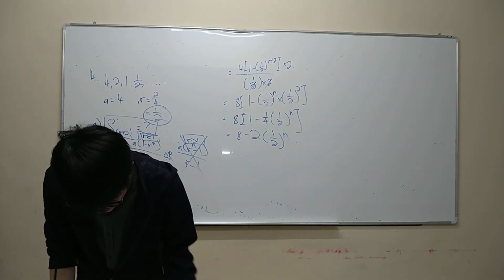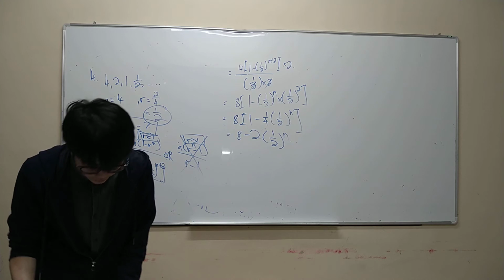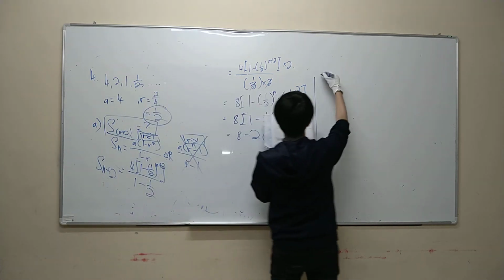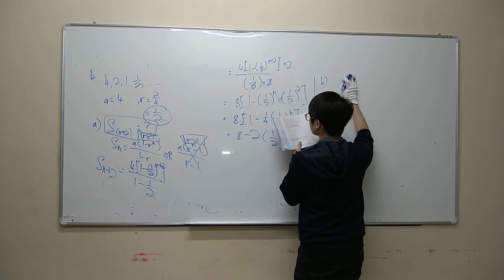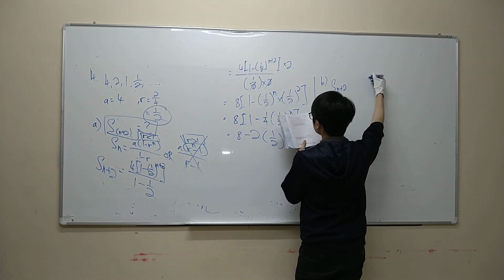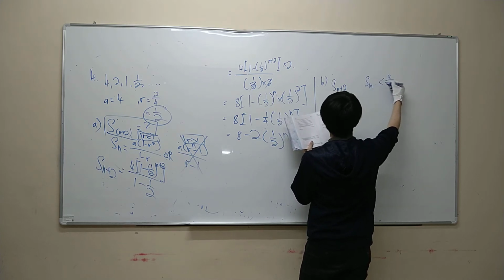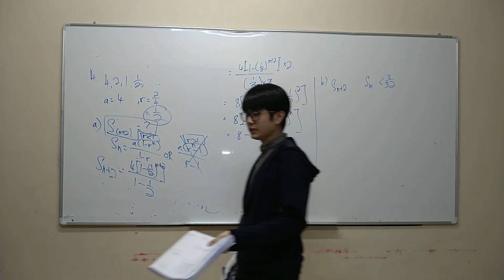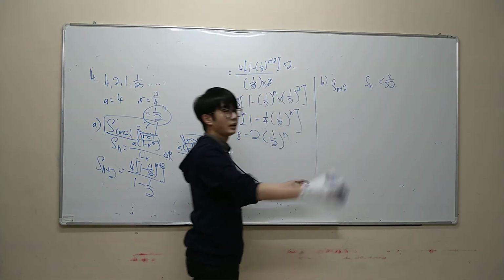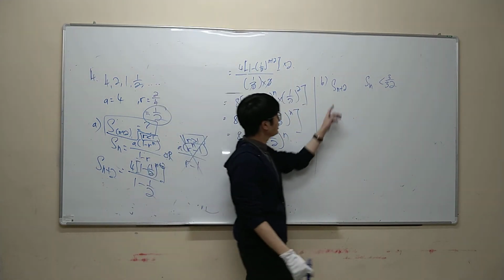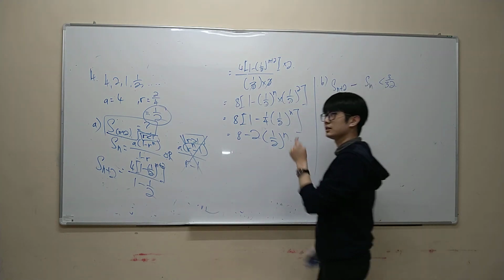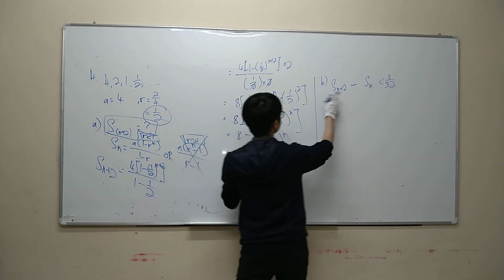For the next question, question B, they want you to find the minimum value of n if the difference between the sum of the first n plus 2 terms and the sum of the first n terms is less than 3 over 32. What are they trying to tell you here? The difference between Sn plus 2 and Sn is smaller than this. So difference means minus, right?